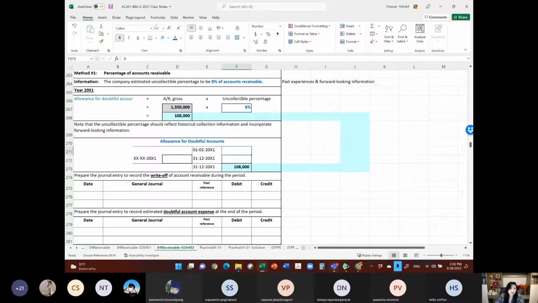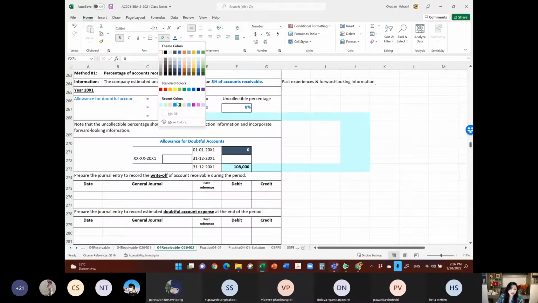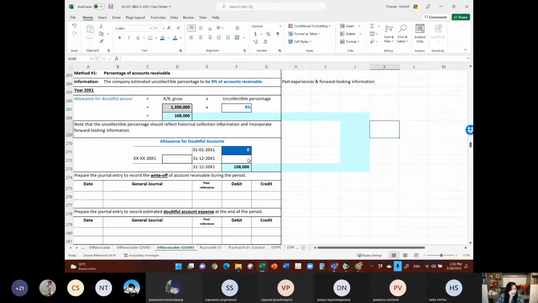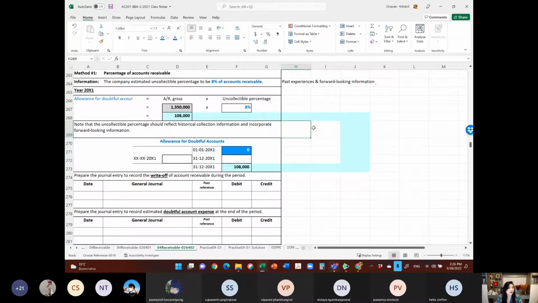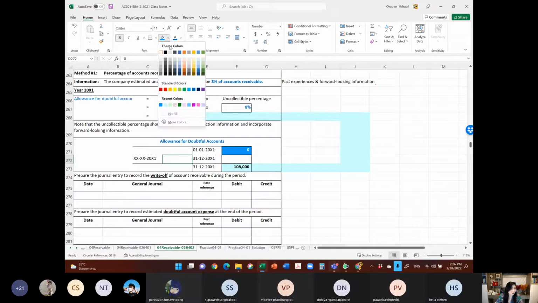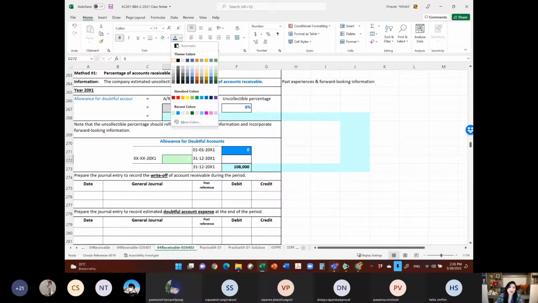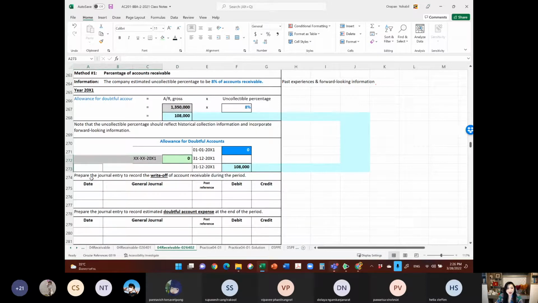Now, in terms of the beginning balance, do you have anything? The answer is no. Why so? Because this is the first period. If this is the first period, then you don't have anything at the beginning. And in terms of the write-off, according to the information given, you don't have any write-off. So if you don't have any write-off, for this entry you don't really need to record anything. So you can see no entry, because there's no write-off.